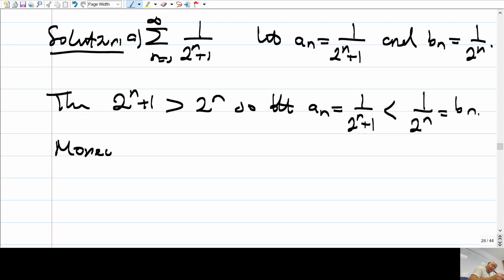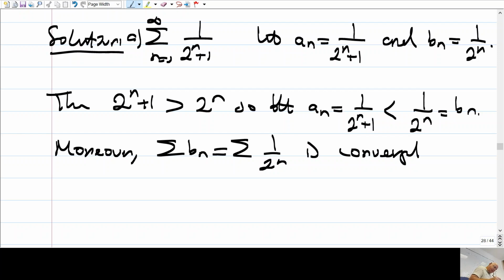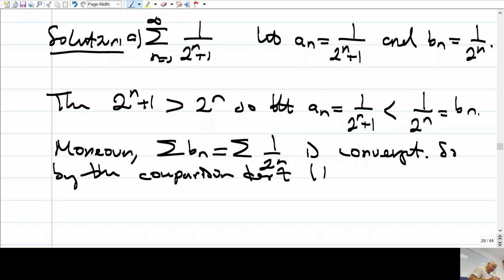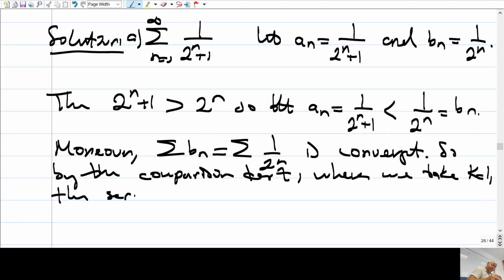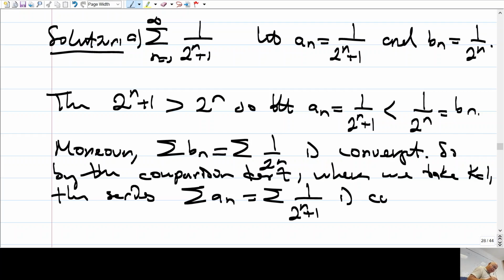Moreover, the series b n is convergent. So, by the comparison test, where we take k equals 1, the series a n, which is 1 over 2 to the power n plus 1, is convergent.